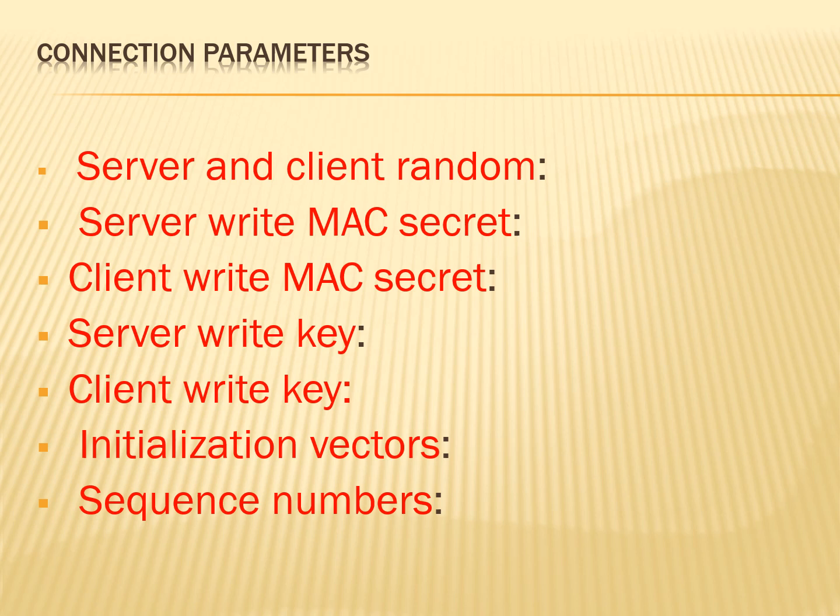The last one is called sequence numbers. Each party maintains separate sequence numbers for transmitted and received messages for each connection. When a party sends or receives a change cipher spec message, the appropriate sequence number is set to 0. Sequence numbers may not exceed 2 to the power of 64 minus 1.